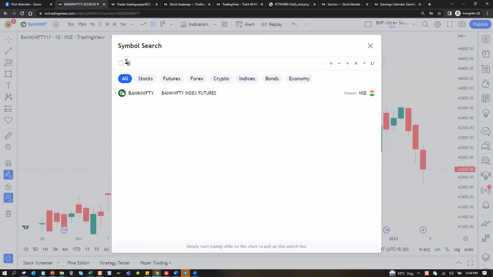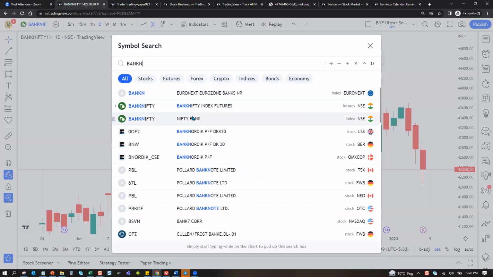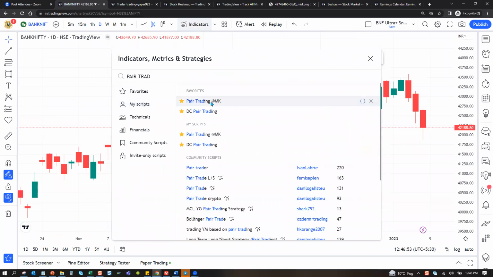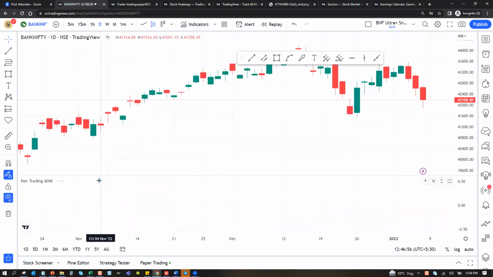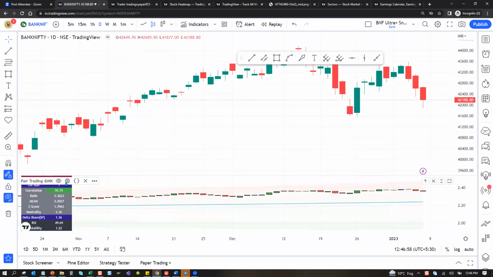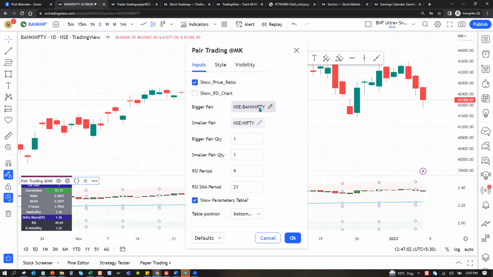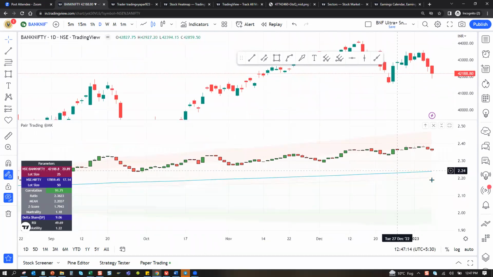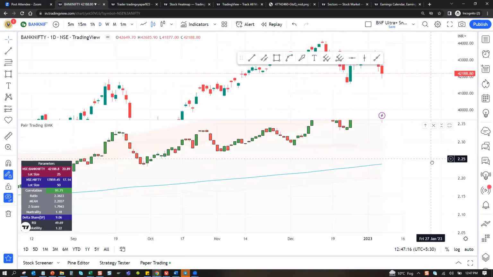Say this is Bank Nifty, the spot. Now I add pair trading. So pair trading we've added. By default, Bank Nifty is there. Quantities, you can change the quantity if you want, 25 and 50. So this is how it will look.